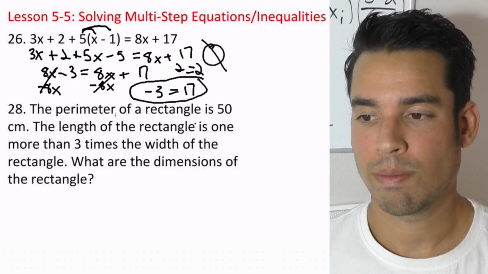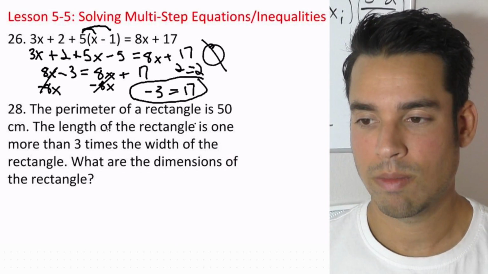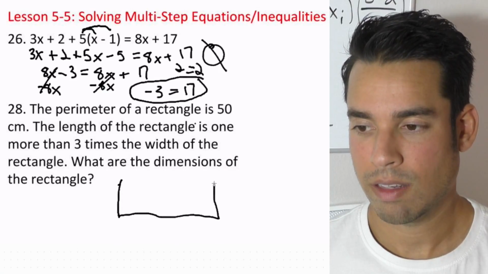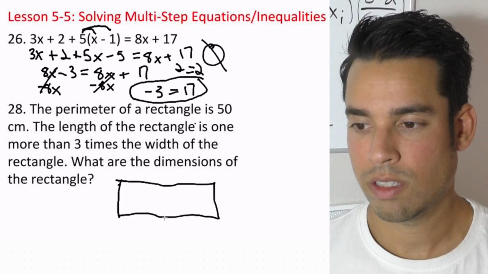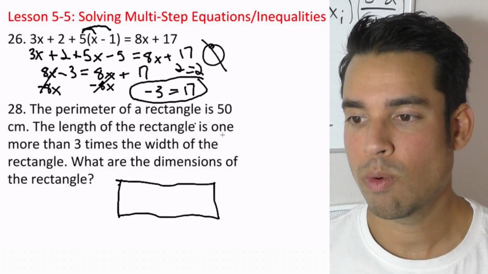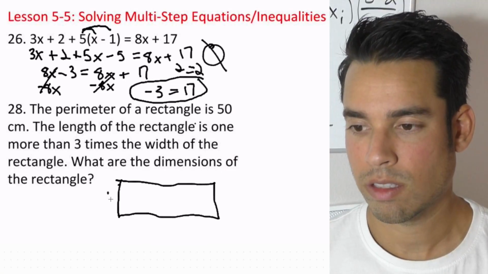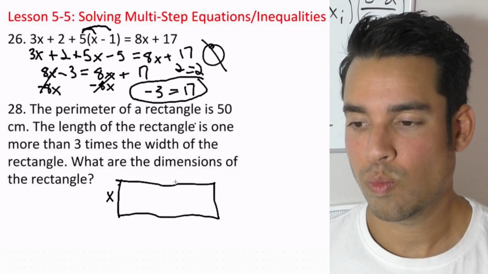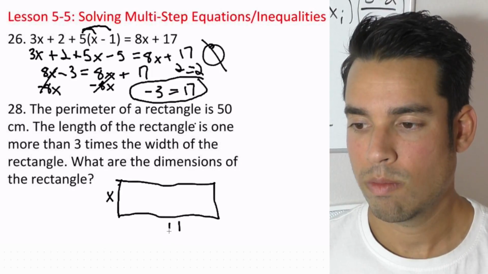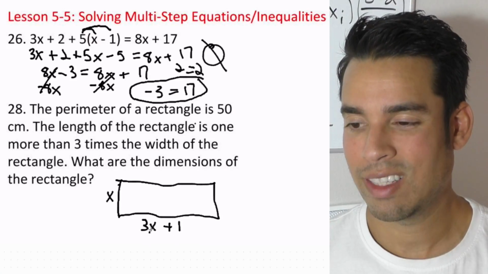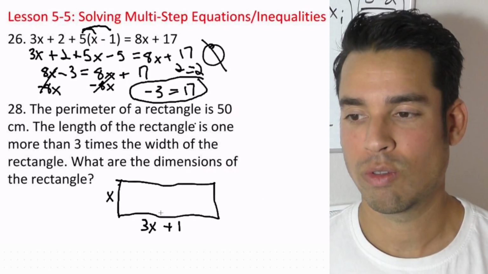Let's go to number 28. The perimeter of a rectangle is 50 centimeters. The length of the rectangle, let's draw it out, make life easier. The length of the rectangle is one more than 3 times the width. Let's call the width x. So then we've got this length is one more than 3 times the width. Our width is x, so our length is 1 more than 3 times the width. There is our 2 dimensions.